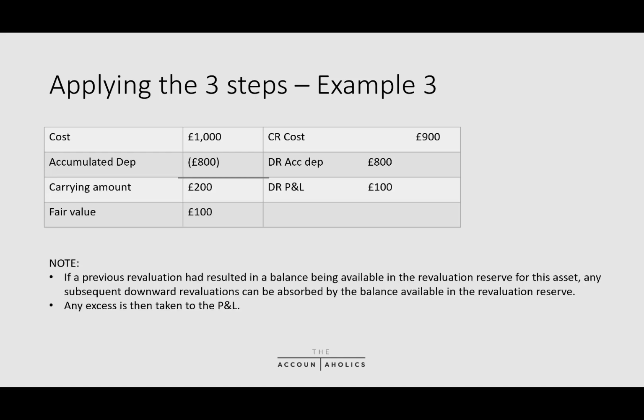Contrast this with if a previous revaluation had existed for this asset and a balance was available, then any subsequent downward revaluation would be absorbed by the balance available in the revaluation reserve for this asset, and then any excess would be taken to the P&L. So it's possible to bring down the revaluation reserve balance to 0 and then take the excess to the P&L. So the situation would be maybe a revaluation reserve balance was £50. We'd be able to debit the revaluation reserve £50 and then £50 we'd also take into the P&L.